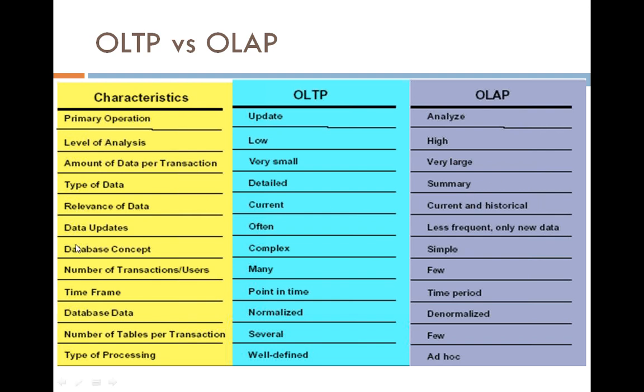And data updates: in OLTP, very frequently data is getting updated. But in the case of OLAP systems, less frequently, because we are making sure that the system picks the data from the OLTP to the OLAP system once the business hours are closed. And at the same time, we also ensure that we only load the new data which was created or changed from the last load.